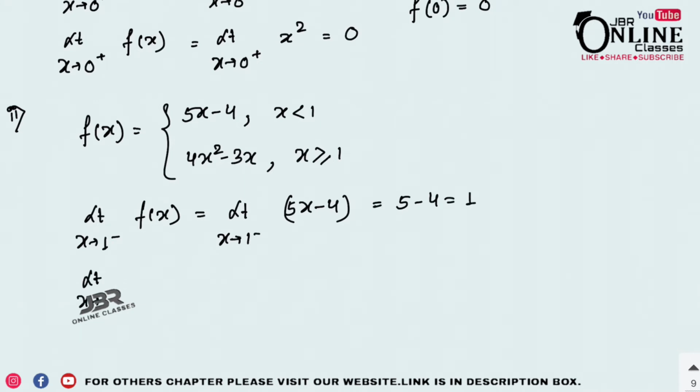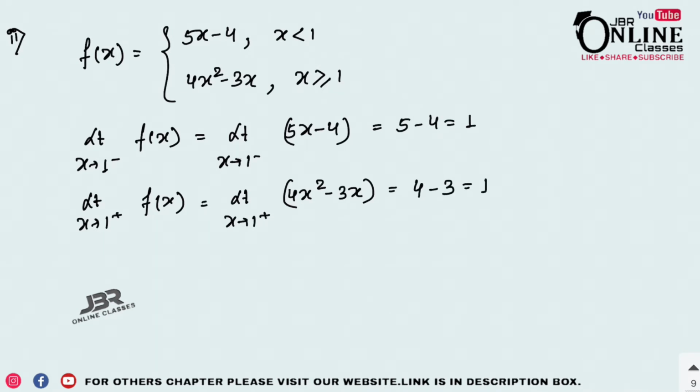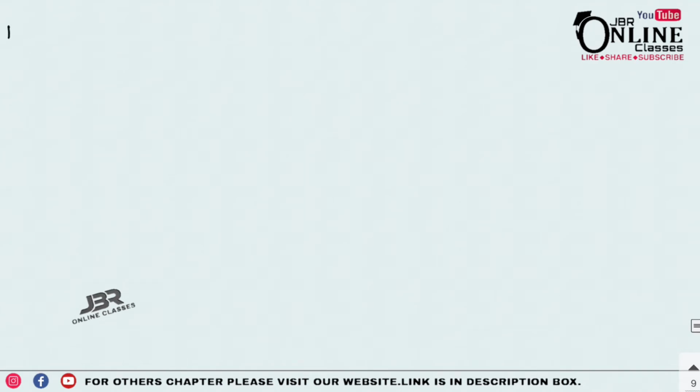Now limit x tends to 1 plus, so 1 plus f(x) means limit x tends to 1 plus here 4x square minus 3x. So 4x square means only 4 minus 3, that one equal to also 1. Now for f(1) again 4x square, so 4 into 1 minus 3 again 1. So definitely f is continuous at x equal to 1. Okay. Sum number 17 is the same as sum number 16. So now let's move on to sum number 18.